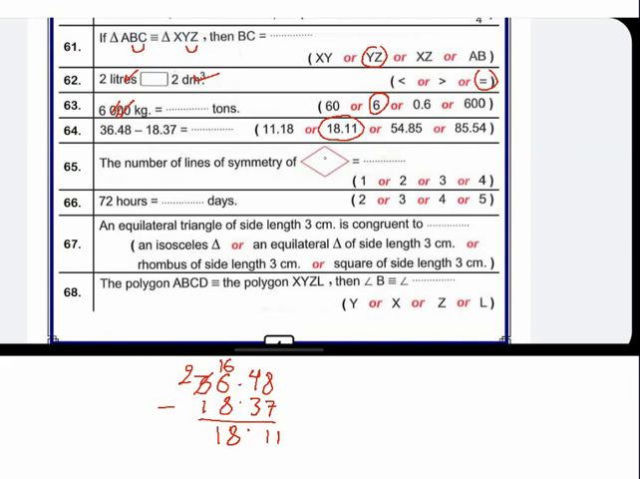Line of symmetry of this shape, a rhombus, take care, so it will be 2. 72 hours equal how many days? Yes, equals 3 days. An equilateral triangle of side length 3 is congruent to, please choose the same sentence. An equilateral triangle of side length 3.